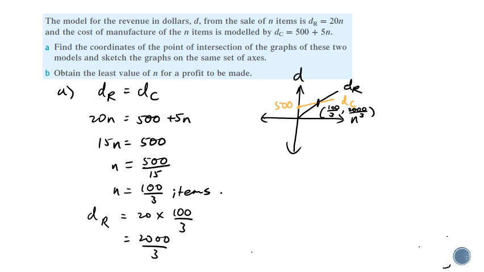Okay, obtain the least value of n for profit to be made. So that means we want dr to be greater than dc. Now we've already found the point of intersection, which we already knew it has 33 items, but remember 33.3 items is where they break even, so we must have more than that. So we need n equals 34 items.